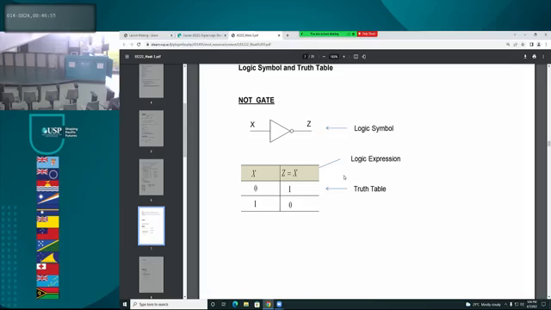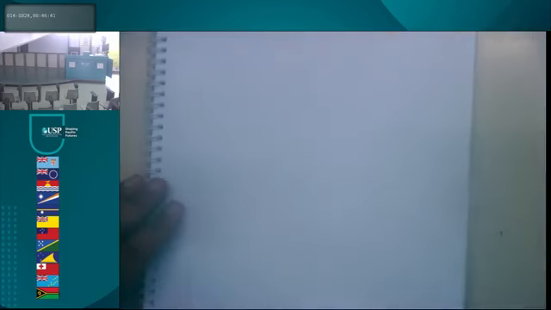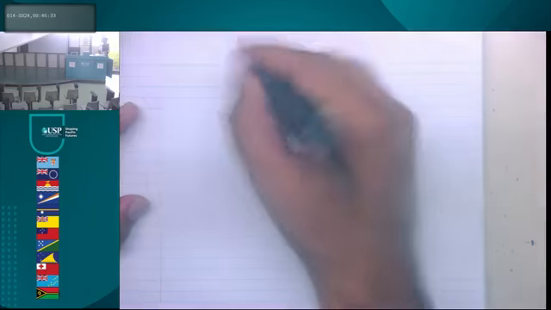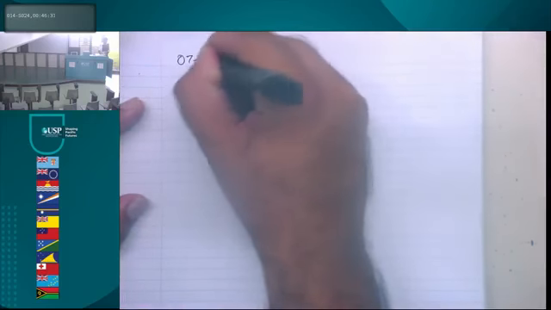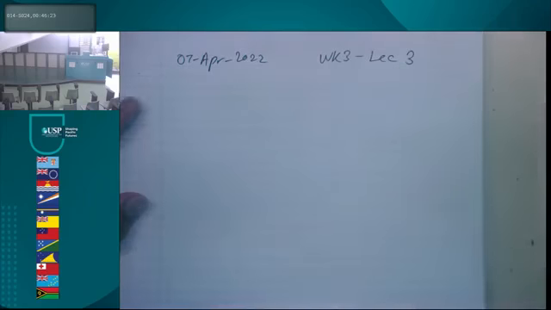Let me flip over to the document camera, and let's have a look at some other gates as we go along. Just to let you know that some of those notes are on the Moodle shell as well. Today's date is the 7th, and we are on week 3, lecture 3.